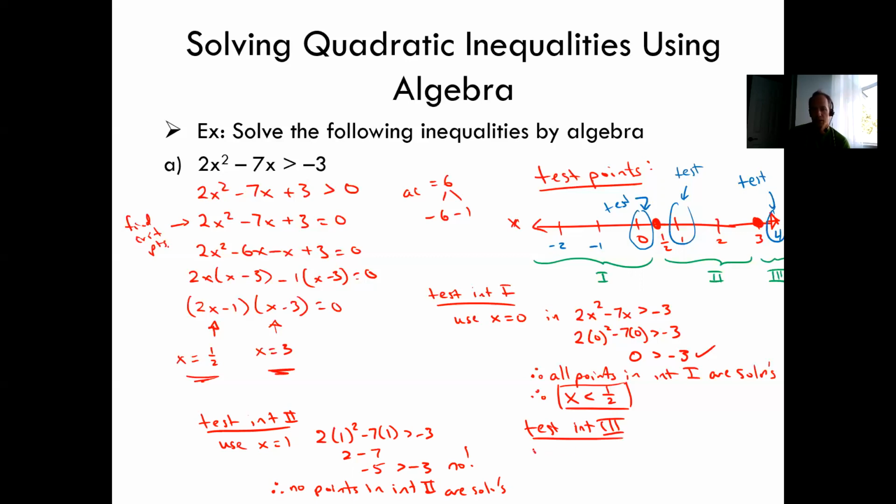I'm going to test interval 3, and I'm not going to say too much here because it's the same process. That's what, 32 minus 28. That's supposed to be a negative sign there. Is it true that 4 is greater than -3? Yep, you bet. Therefore, we can also conclude that x is greater than 3. Okay, so that's the way you would write it, actually. So you'd write 2 separate statements, x is less than 1/2, x is greater than 3. Pretty much it.